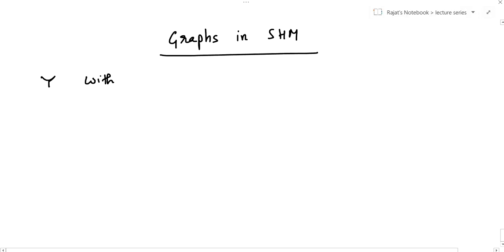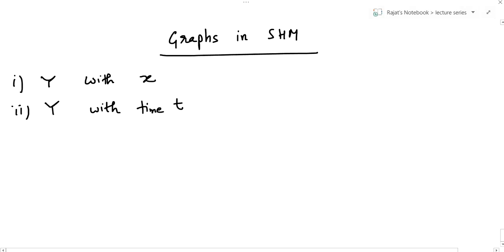What's up, guys? We are studying simple harmonic motion, and today I'll be talking about graphs of various quantities in simple harmonic motion. Now, there are two kinds of graphs. One is variation of a physical quantity with x, this is type 1. The other could be variation of a physical quantity with time t. So these are the two kinds of graphs that can be asked.